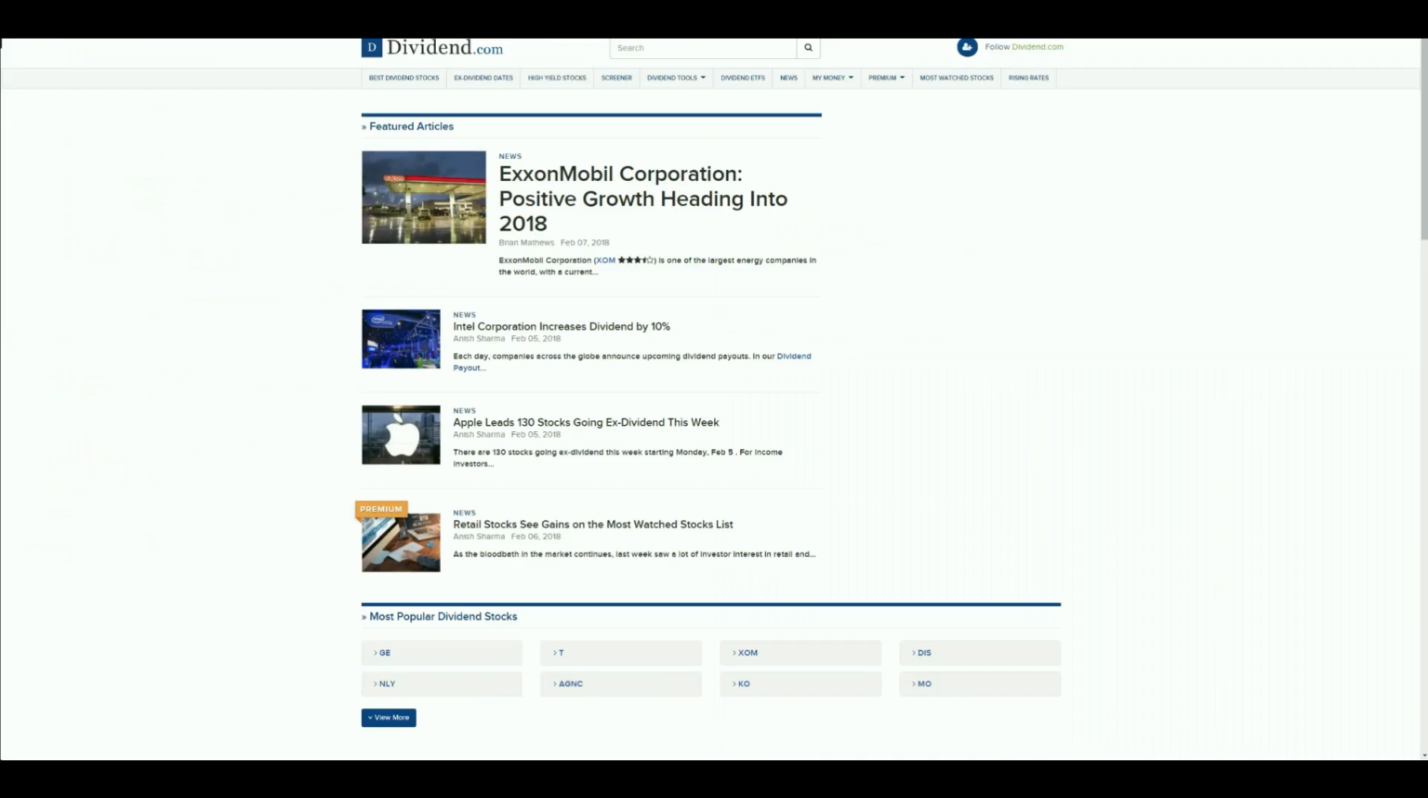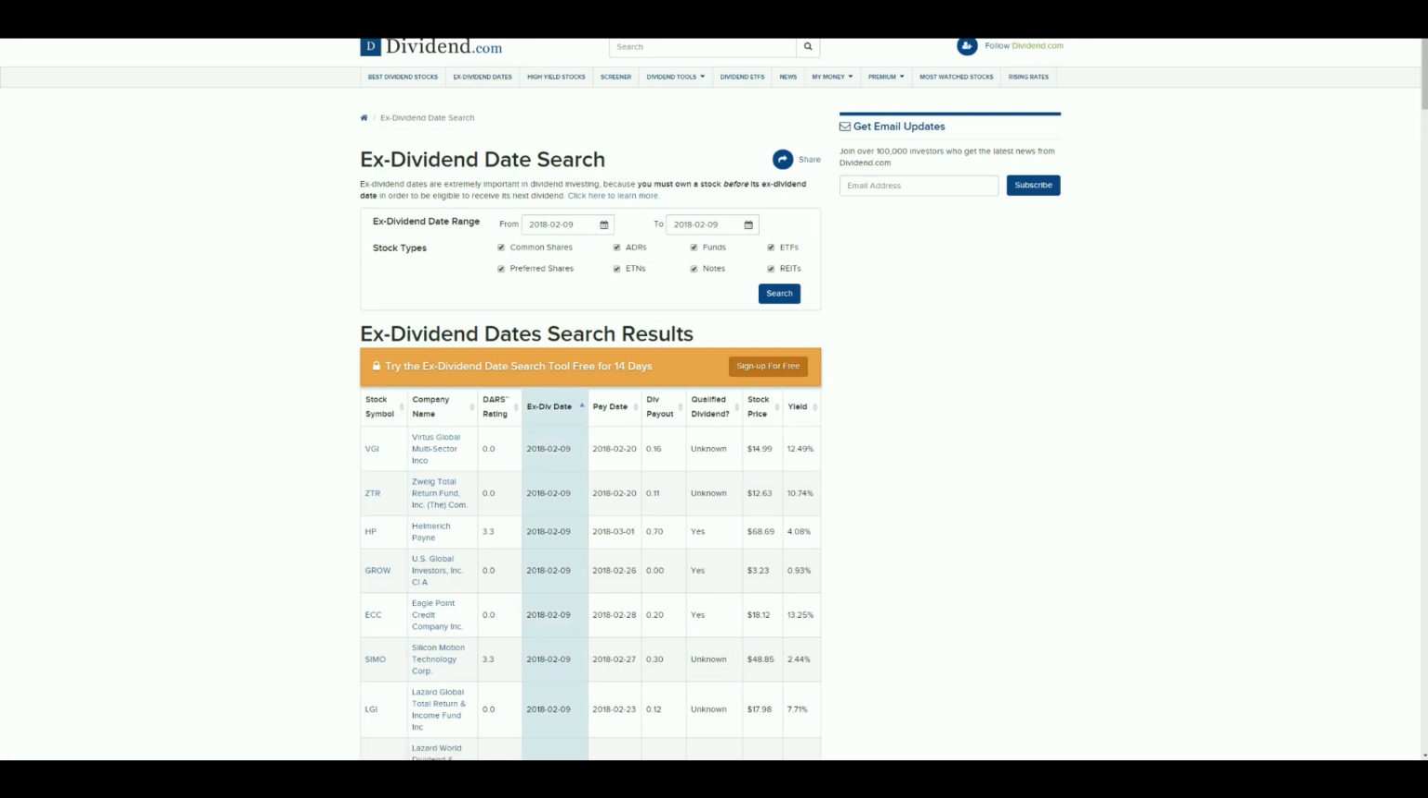The very first thing you want to do is head over to Dividend.com. This website is an amazing site for all things dividend related. Now, what you want to do is click on ex-dividend dates. Depending on the dates that you're looking for, you can go ahead and change the dates here. So I'm going to be looking for a stock with an ex-dividend date.